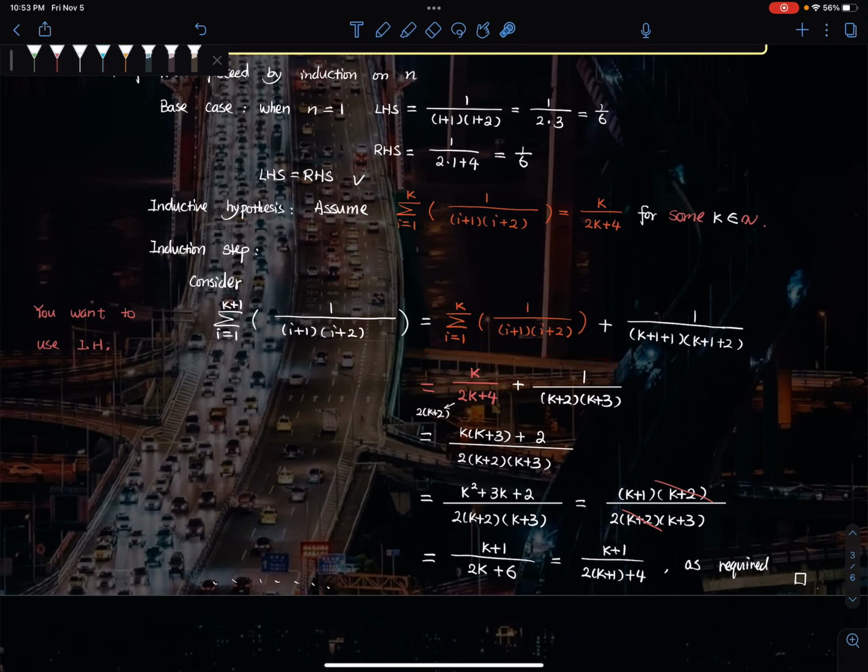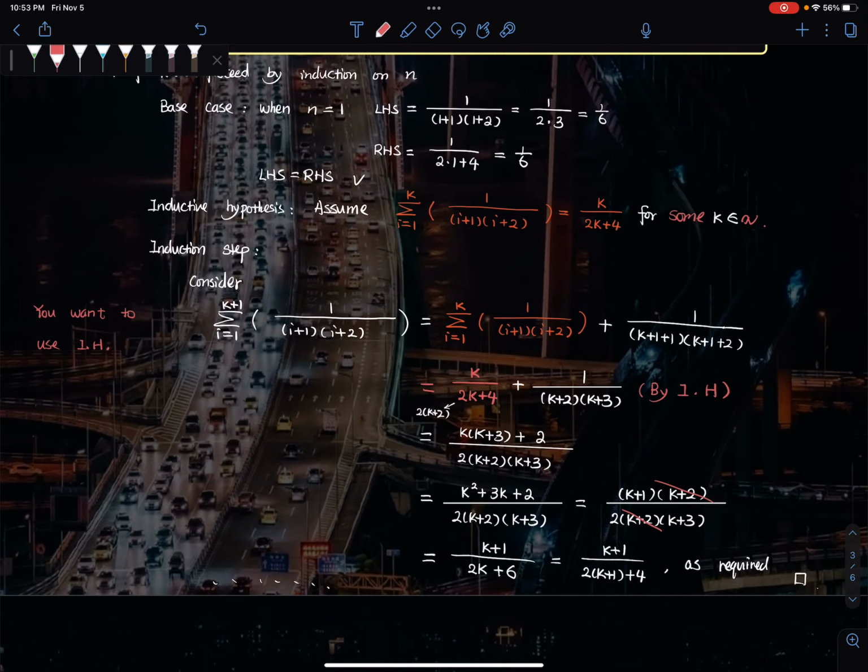And when you use it, you need to tell me by IH. You should always refer to it by IH. And the rest is just computation.